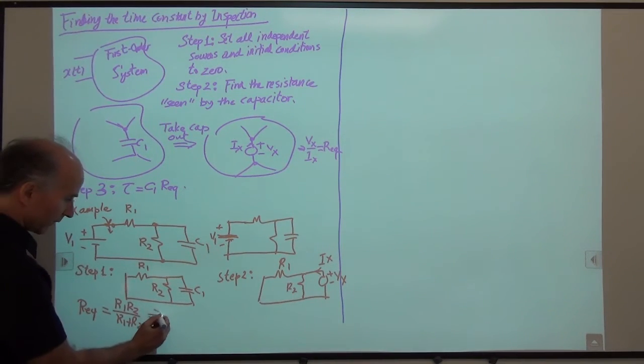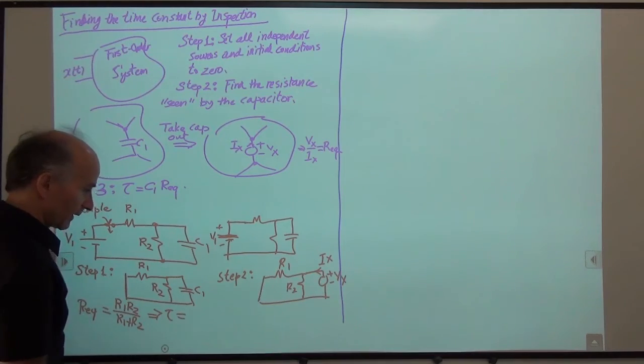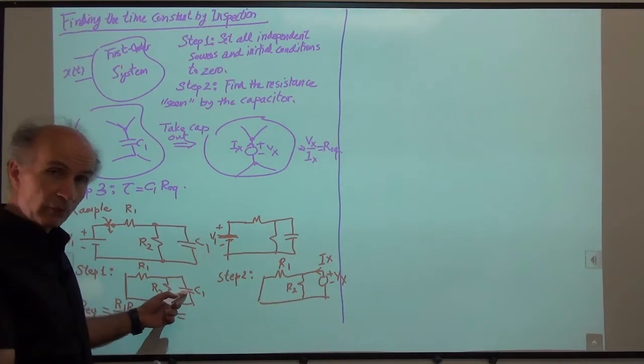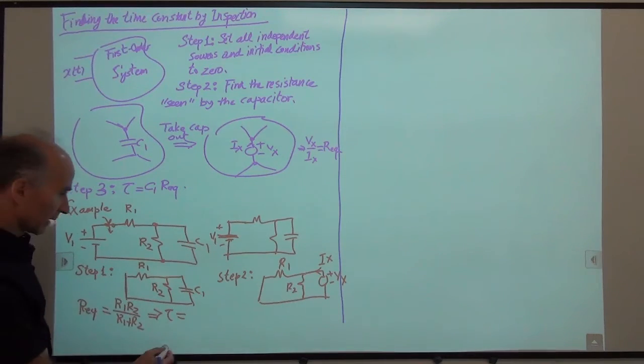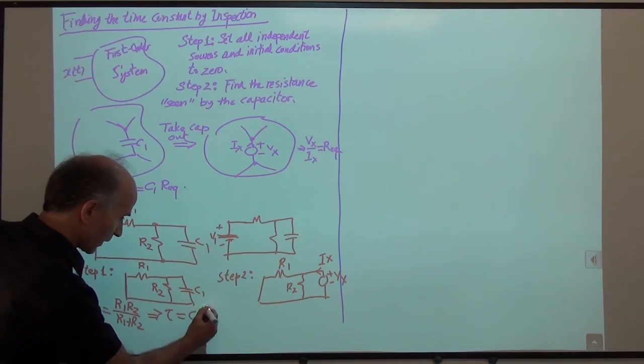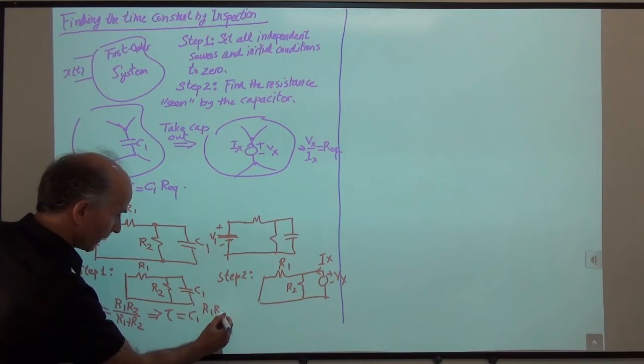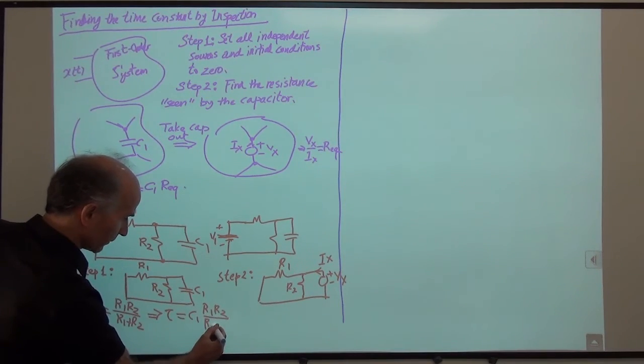And that means that the time constant of the circuit is the capacitance that we had and the resistance that it sees. How much resistance does it see? These two in parallel. So that would be C1 R1 R2 over R1 plus R2.